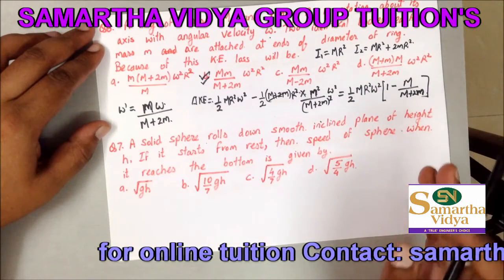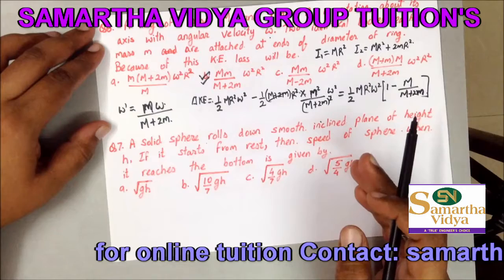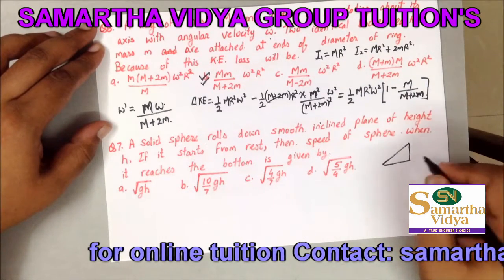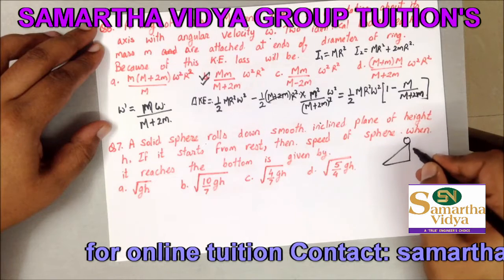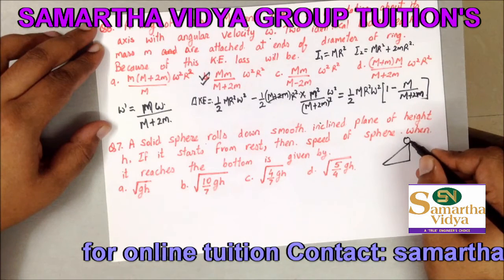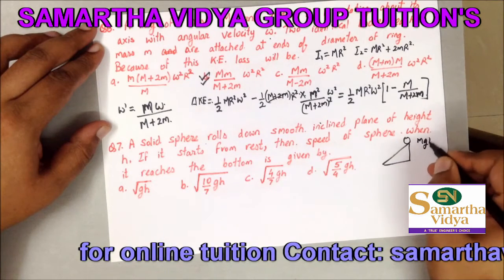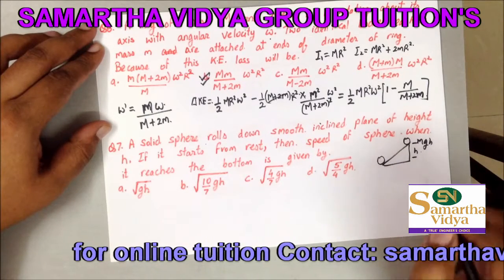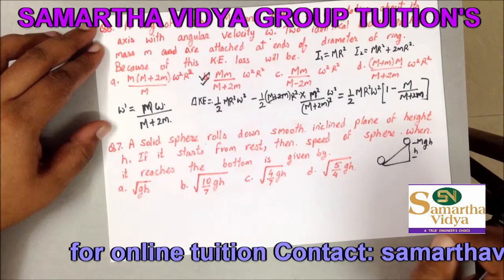Total kinetic energy is nothing but the translation plus the rotational part. What it is telling us is that the sphere is initially at this point, so it has the potential energy at this point. That is mgh, because this height is h.